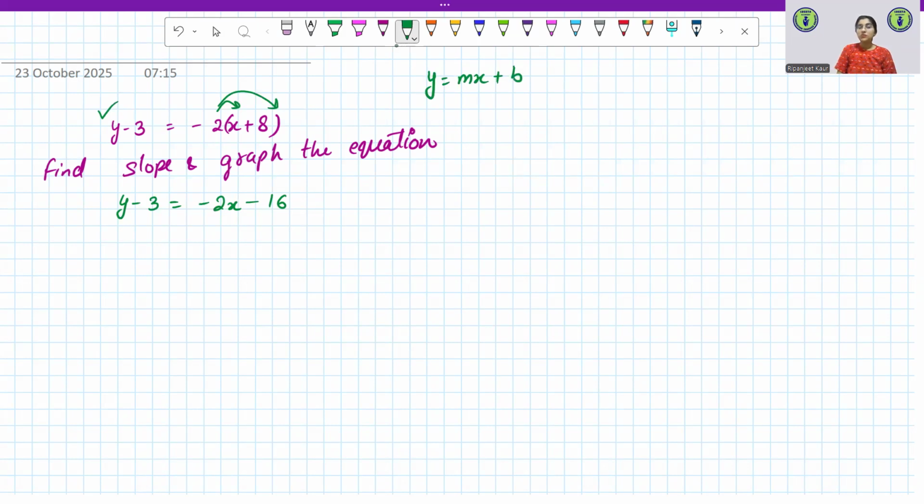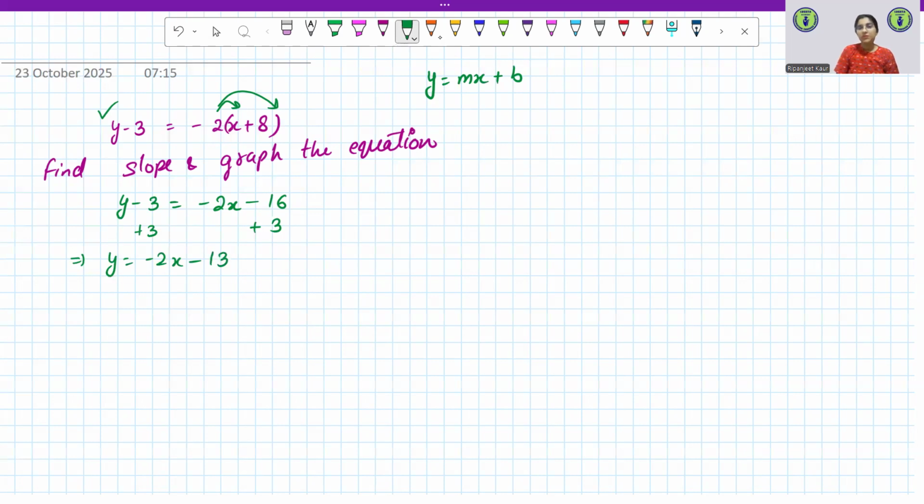m is the slope of the line. So that means we'll have to make the y alone. So what can we do? We could do plus 3. Correct. And what do we get after that? Y equals negative 2x minus 13.